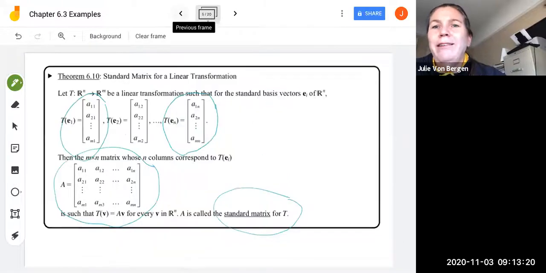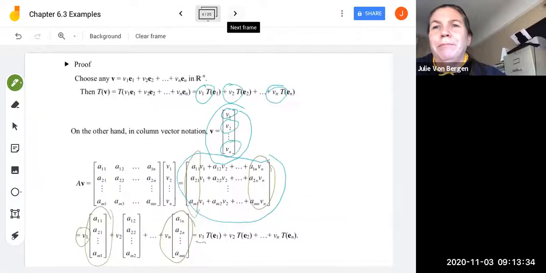So that's why we're able to say that A of v is equal to the transformation T acting on v for every vector v in Rn. And so this is the proof of why we get to say A is the standard matrix for T.